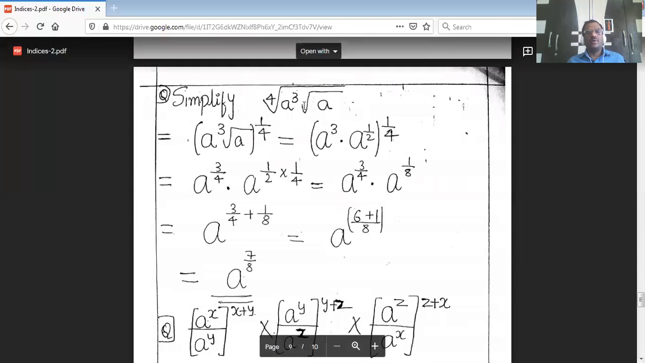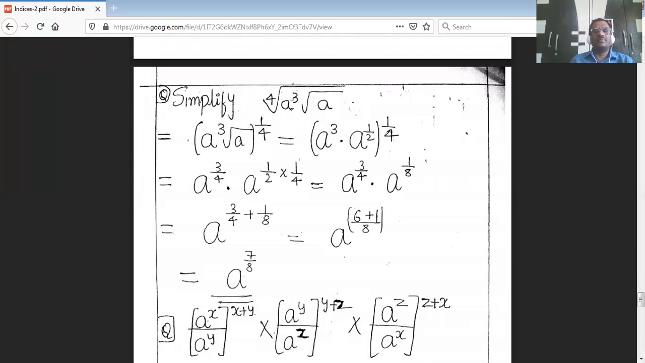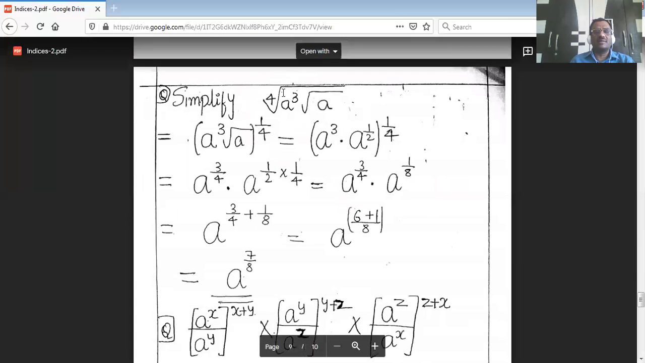Next, I'll go for the fourth root of a to the power of 3 and the square root of a. Let's look at this.